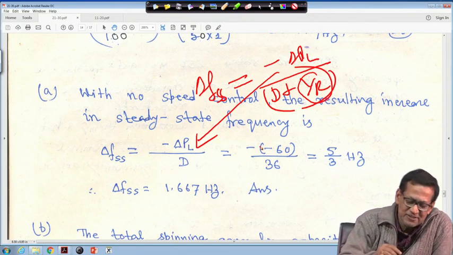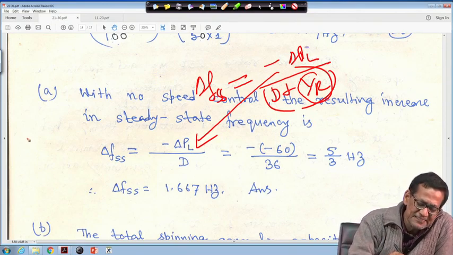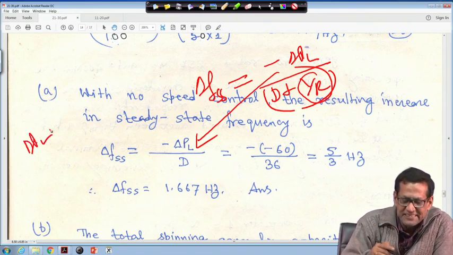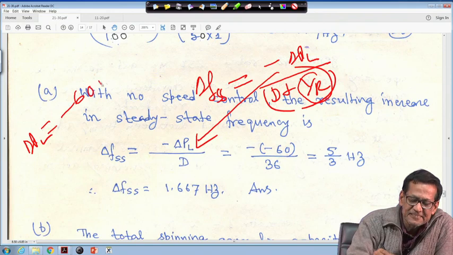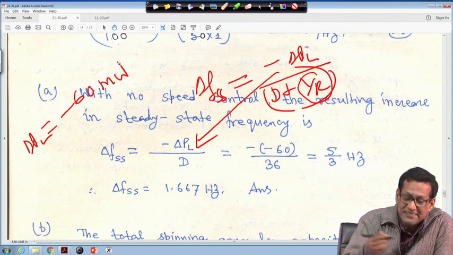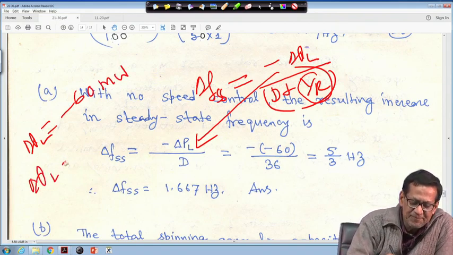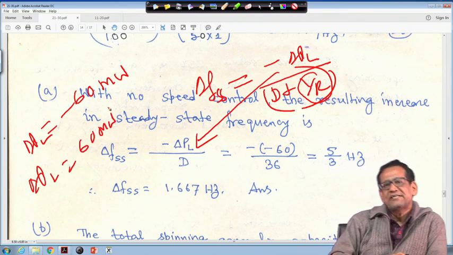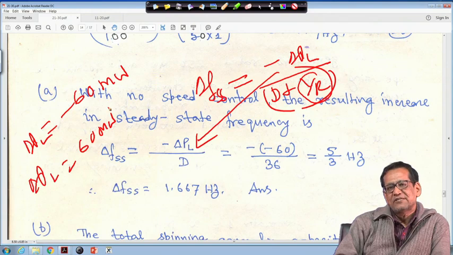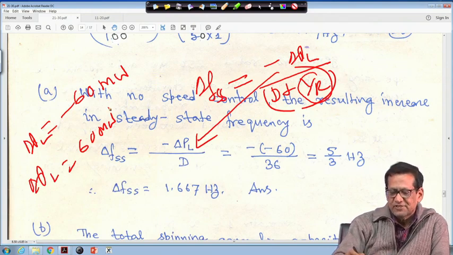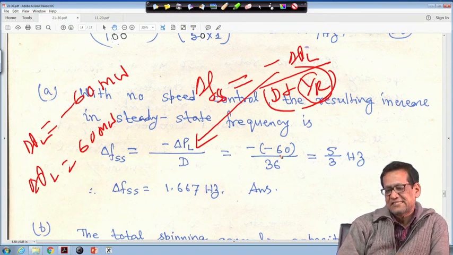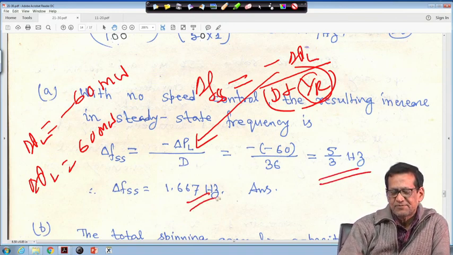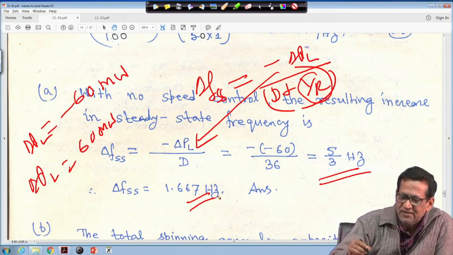Since the load has tripped, the convention is: if the load has decreased, you take minus 60 megawatt, and if the load has increased, you take delta PL equal to 60 megawatt. So, for an increase of load you take delta PL positive, and for a decrease of load you take it negative. So, it is minus of minus 60, which is actually 5 by 3, that is 1.677 hertz. So, simple thing.